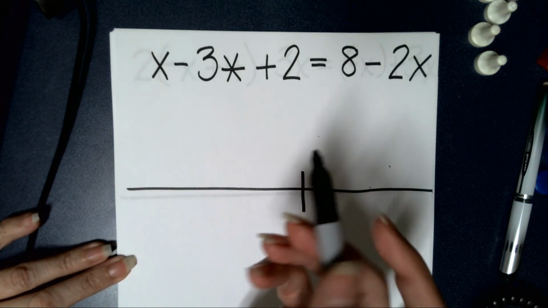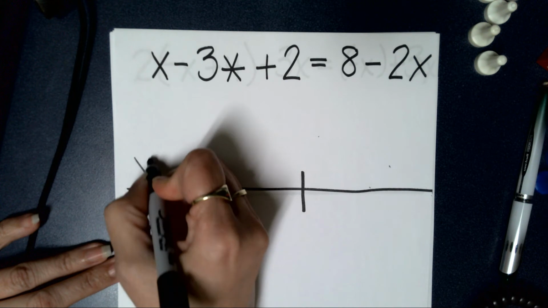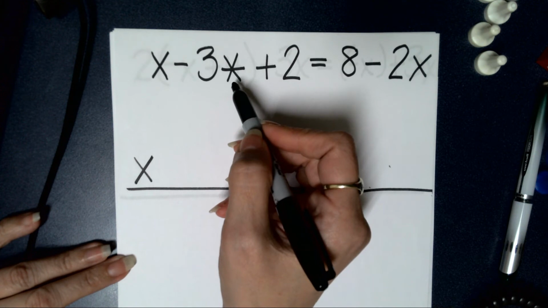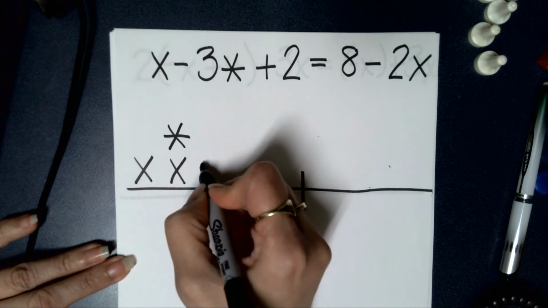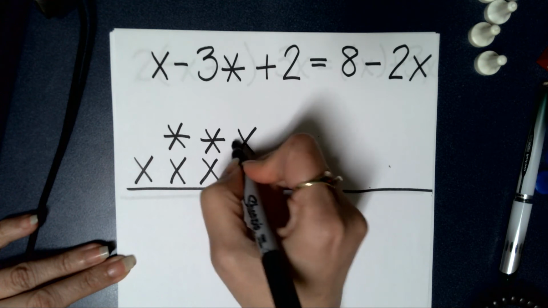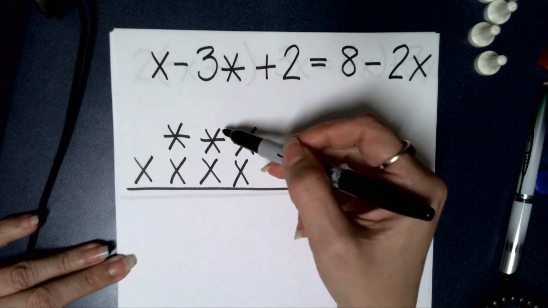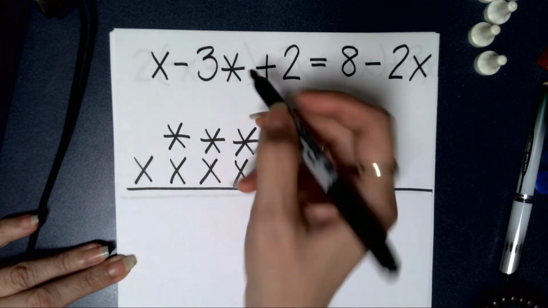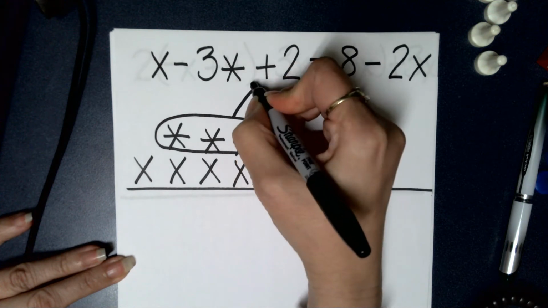So this tells me that I have a pawn, or an X, so I'm just going to write an X. It tells me I have to remove 3 stars. I do not have 3 stars, so I'm going to have to put on 3 0 pairs. There's 1 0 pair, 2 0 pairs, 3 0 pairs. I just added a value of 0, a value of 0, and a value of 0, so that I can remove these 3 stars.